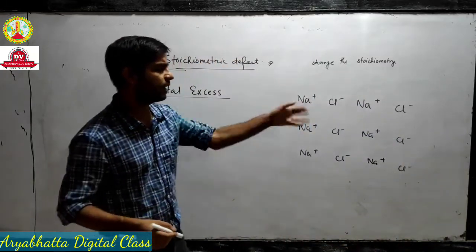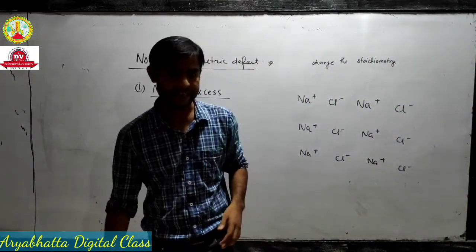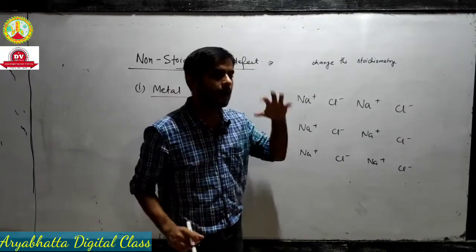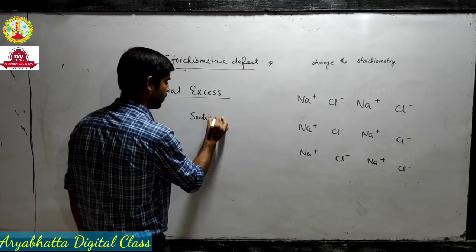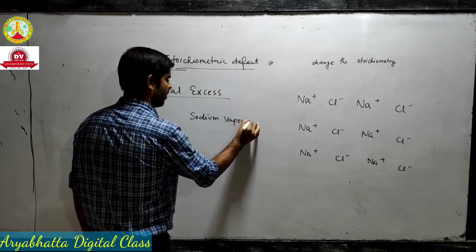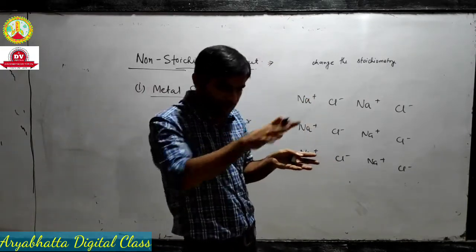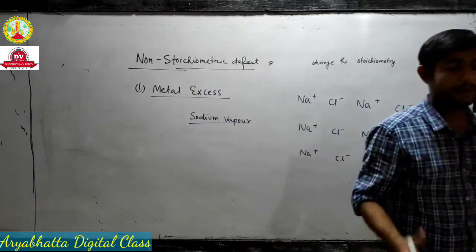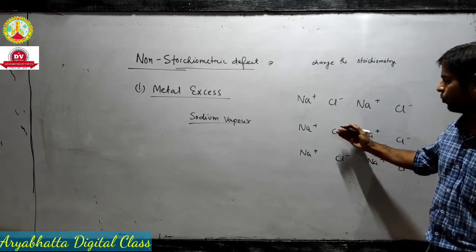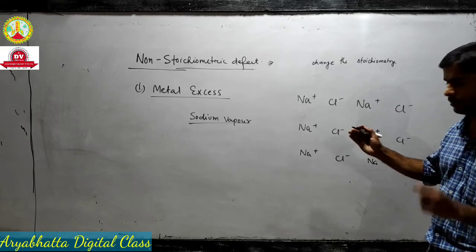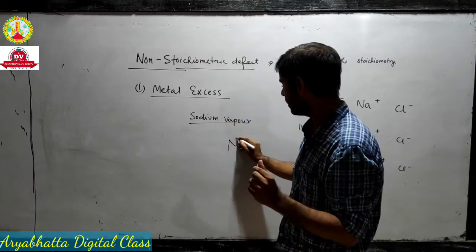Suppose this is the crystal arrangement of sodium chloride. Now what happens when sodium chloride solid is heated under sodium vapor? If we heat solid sodium chloride in a sodium vapor environment, what will happen? Some chloride ions will appear on the surface. And on the surface what is there? There is sodium vapor. So sodium vapor is Na.